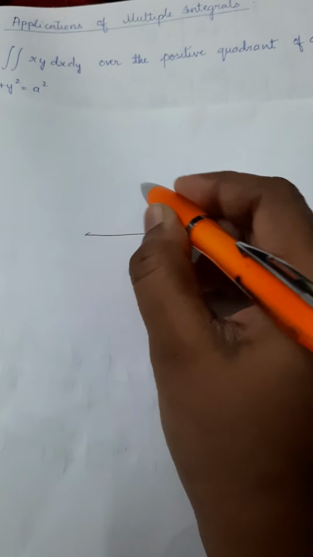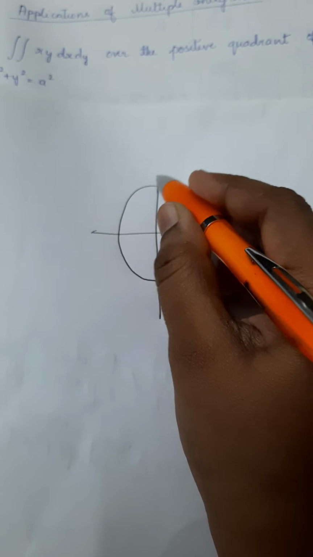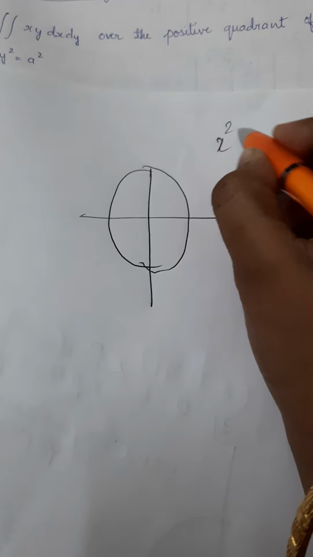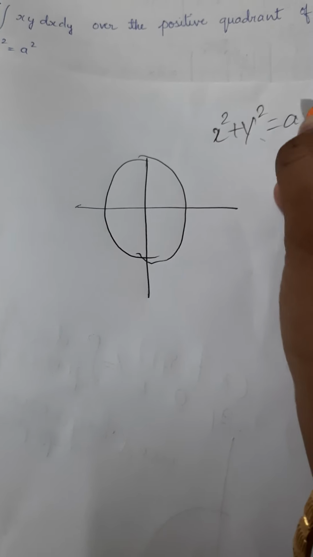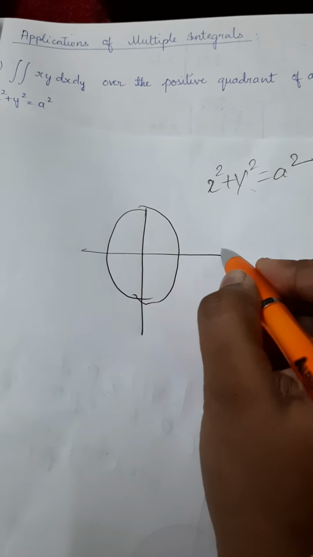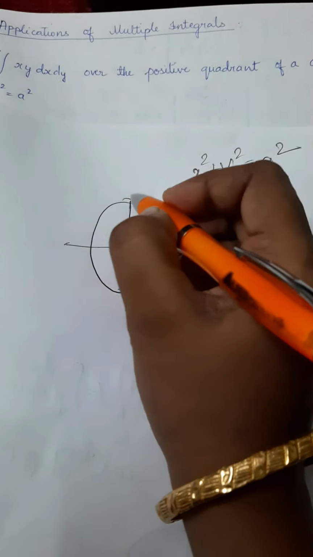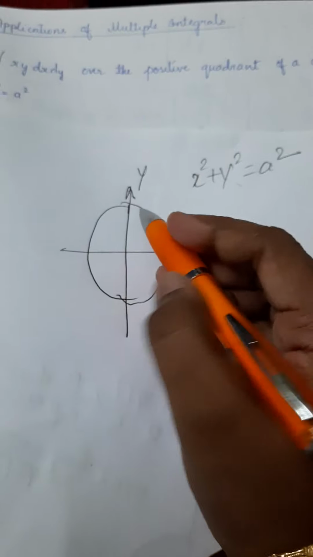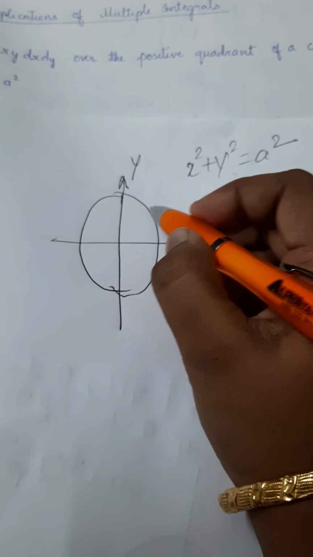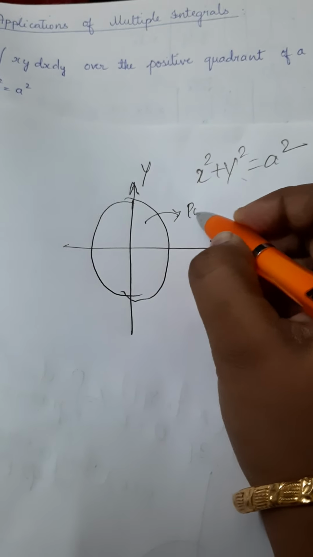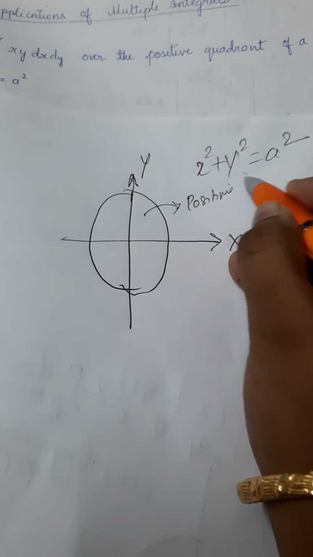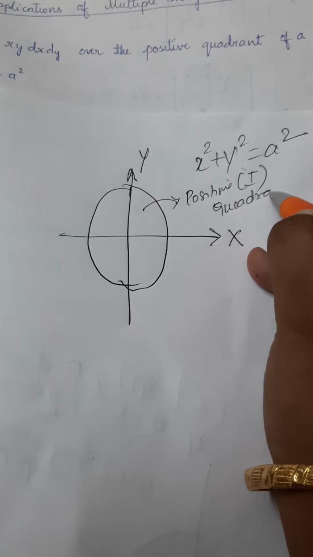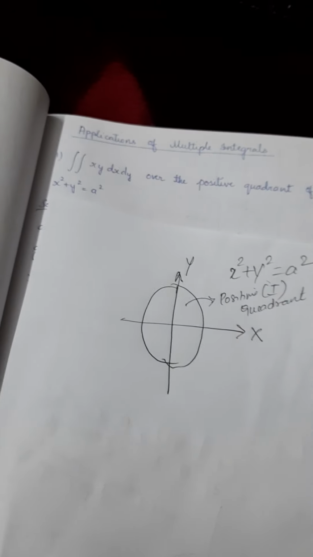So as I've told you, we have a circle whose equation is x square plus y square equal to a square. This is going to be x axis and this is going to be y axis, and this is going to be your positive quadrant. So we have identified the figure.